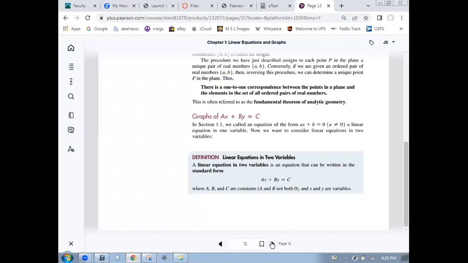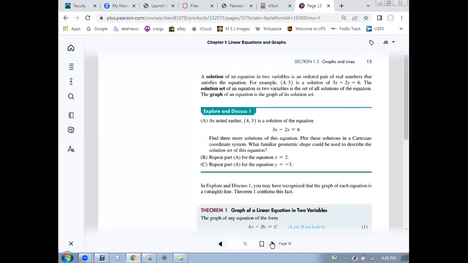Y'all seen this before, right? Y'all graphed, kind of, maybe a long time ago.